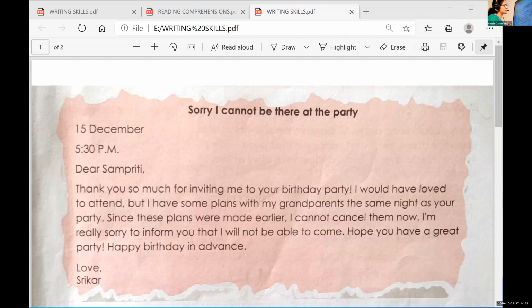See, this is a message given here, Love Shrikar. That means this is called subscription. That means the person who is writing the message should give some line and then his name. Like you can write best wishes or love or best regards, with love, anything. And you have to write the name. This is the format of a message.